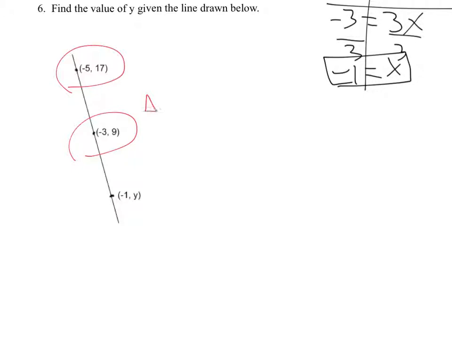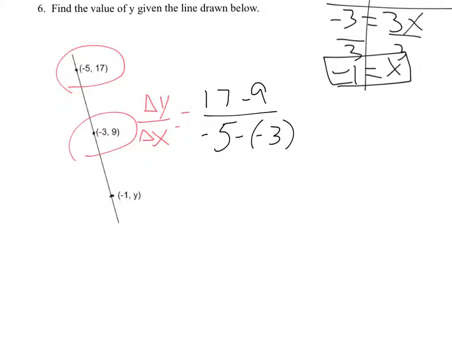So rate of change formula, change in y over change in x. I'm going to subtract my y's, so I'm going to start with this coordinate here. I'm going to do 17 minus 9 on top. Change in x means I have to use negative 5 minus a negative 3. I'm just going to go from left to right here. 17 minus 9 is 8. Negative 5 minus a negative 3. Remember, when we have a minus and negative, that becomes a plus. So negative 5 plus 3 is negative 2. And if we divide this out, we get negative 4 for the rate of change.